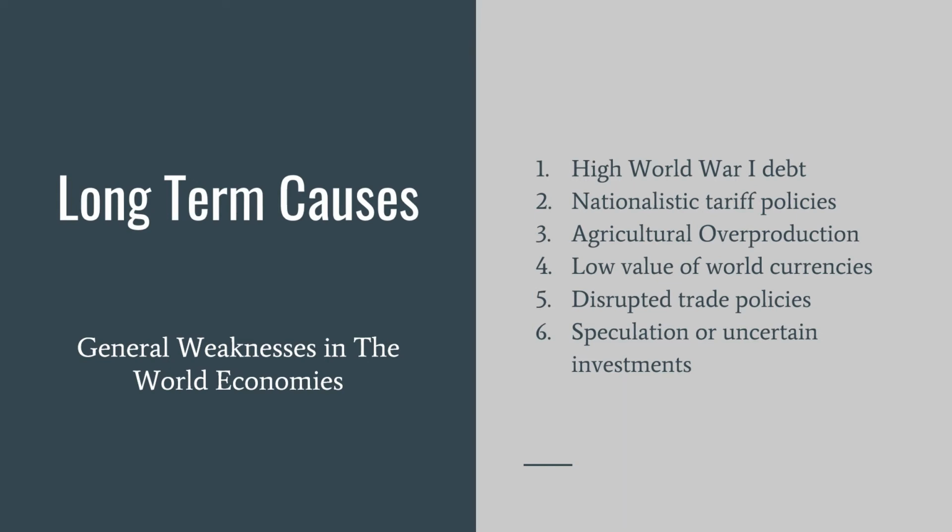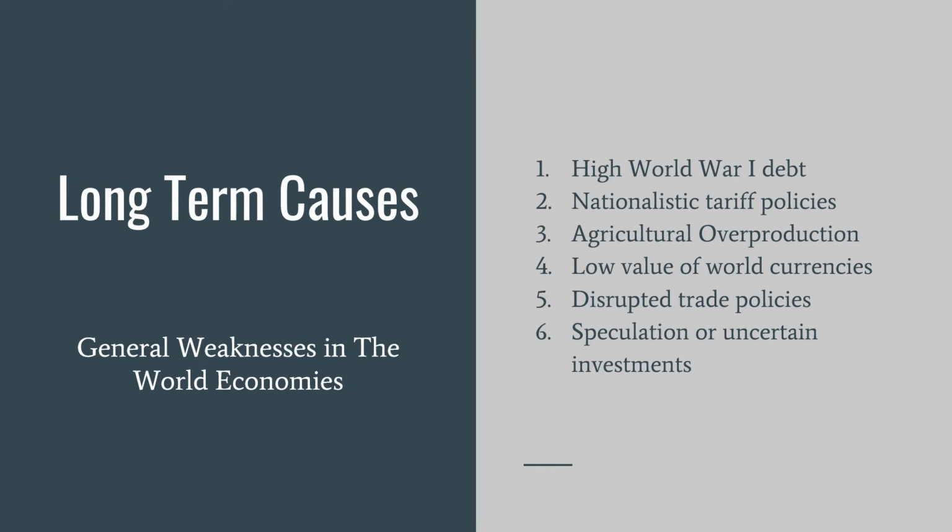We're going to see that there is a lot of agricultural overproduction, and so a lot of those food products are sort of flooding the market. We see that there's a low value of world currencies. So a lot of currencies around the world are sort of valued very low. So similar to what we sort of see in Germany. Disrupted trade policies, and then finally sort of speculation or uncertain investments.